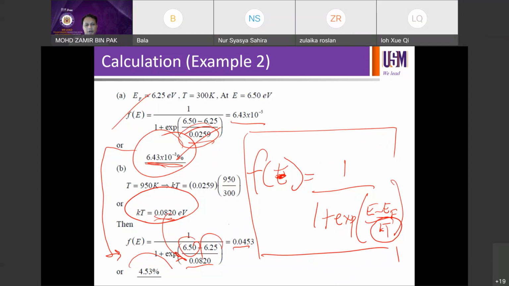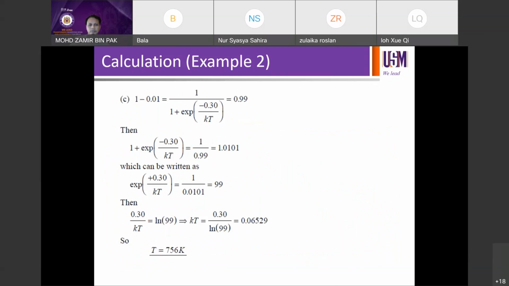Sometimes suddenly you calculate and you get a smaller value. You increase the temperature, you ran at 300 Kelvin, you got 6.43 times 10 to the minus 3%, and then when you calculate it for 950 Kelvin, you suddenly get 2.0 times 10 to the minus 3%. So it doesn't make sense because it's not supposed to be lower, it's supposed to be higher. So that's why it's important to make sense.